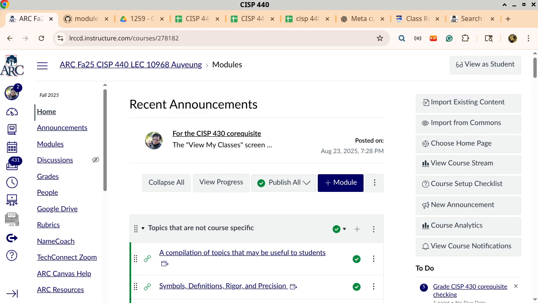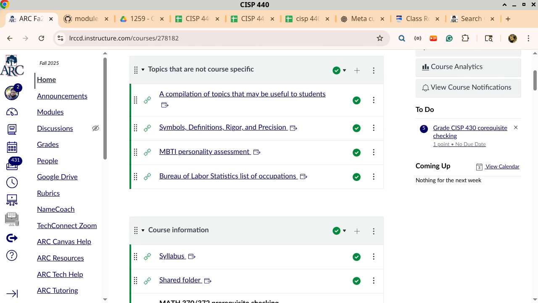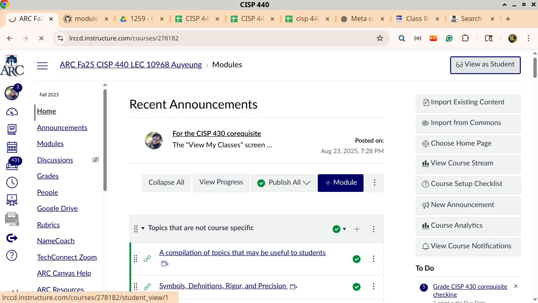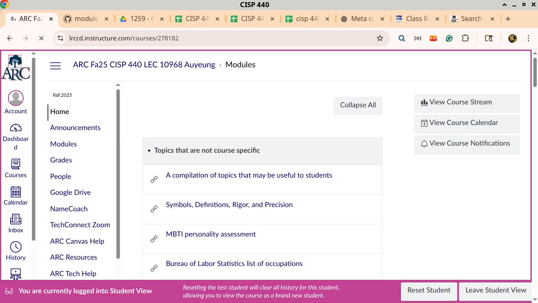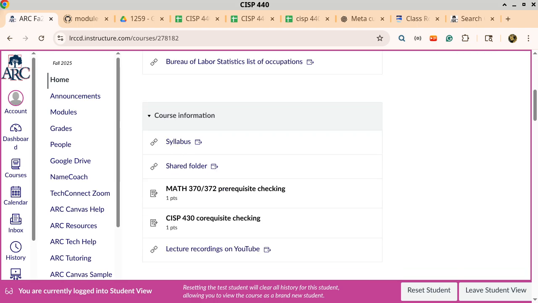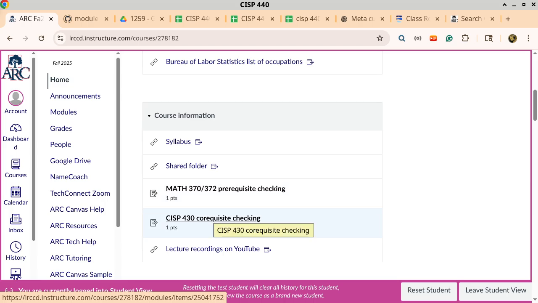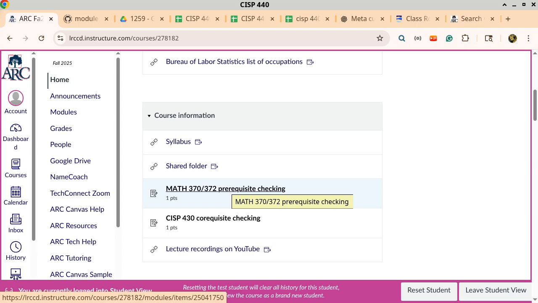Do we have any questions about the requisites of this class? If there are no questions about that, let me show you, from your perspective. There are these two activities. One is for the math prerequisite, and the other one is for the 430 co-requisite. I think almost the entire class has met the math requirement already, so I'm not too concerned about it. There might be like two people who have not had this cleared.